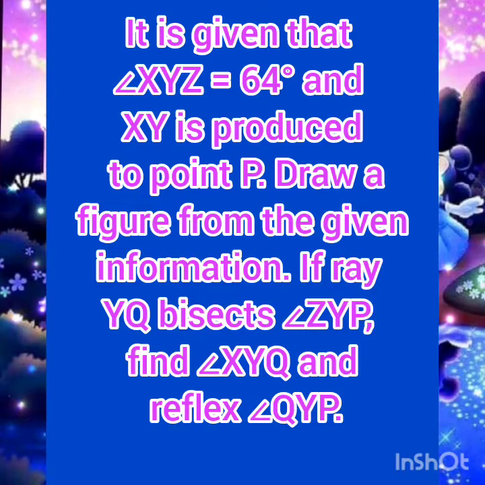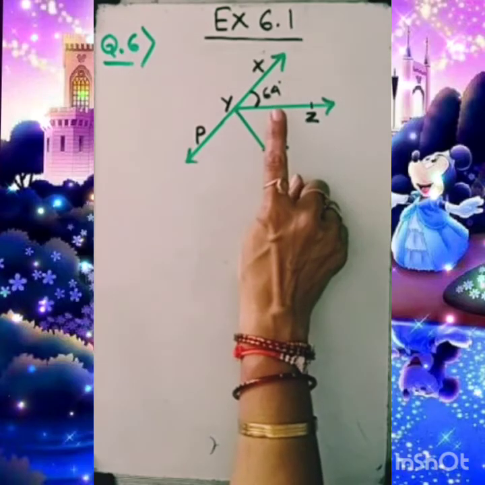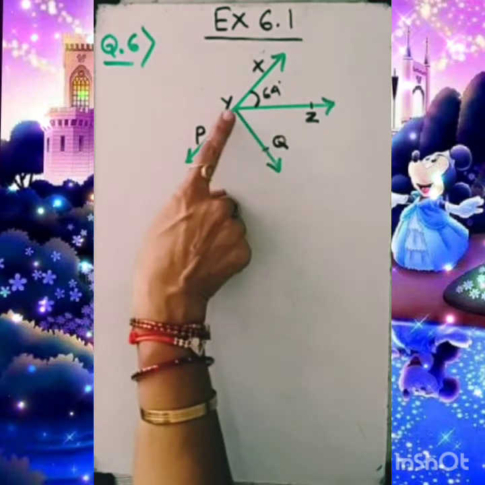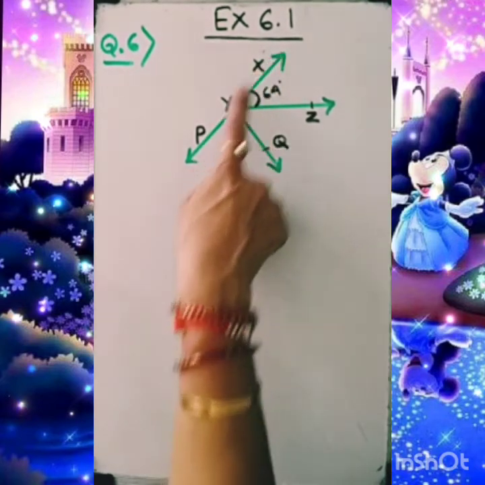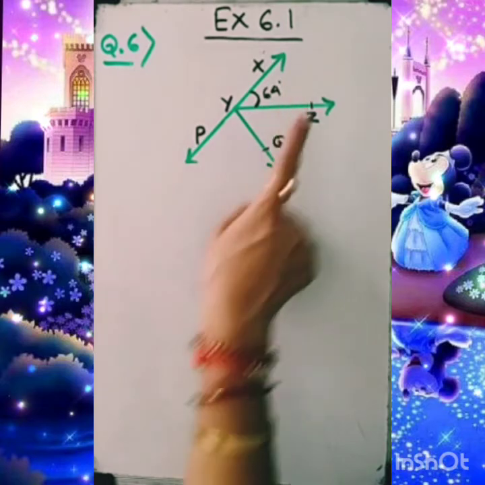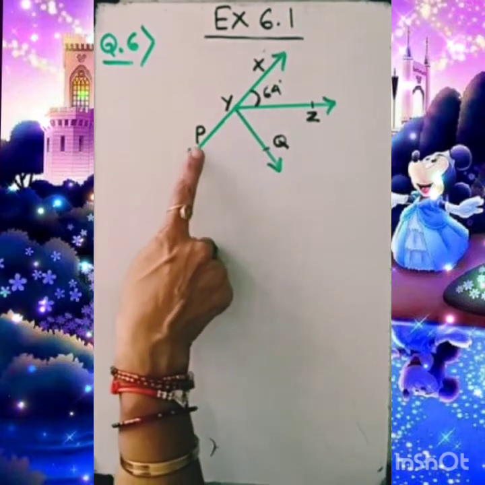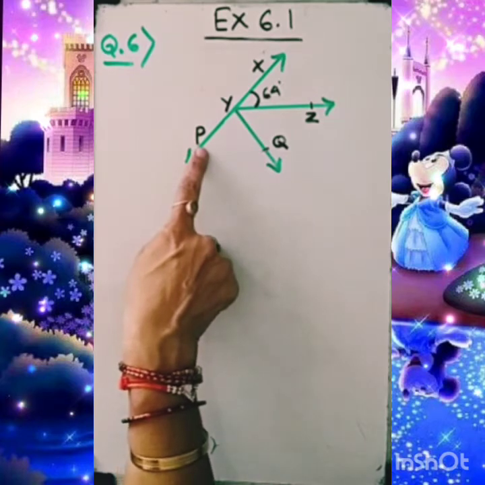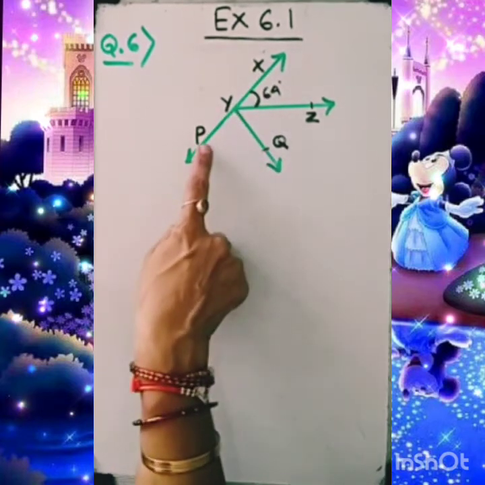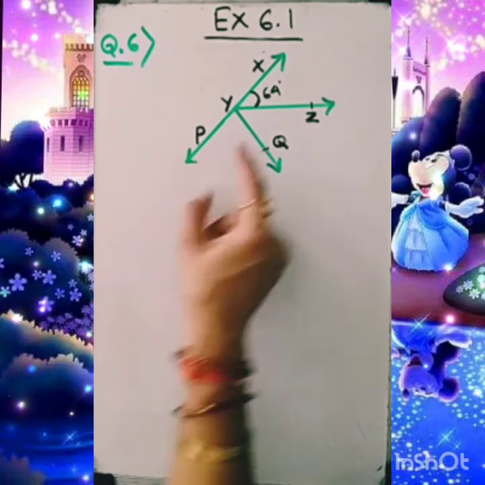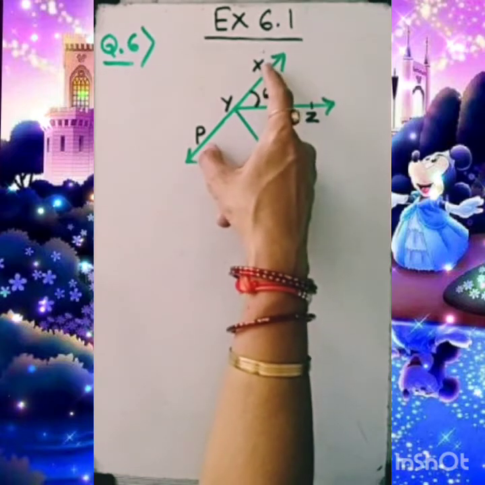My dear student, in the question we are given details and information, and let's begin to draw the figure. According to the given detail, here you can see XY, XYZ is 64 degree. And this XY is produced to any point P. You can find it here. XY is produced to any point P, so that XP becomes a straight line.